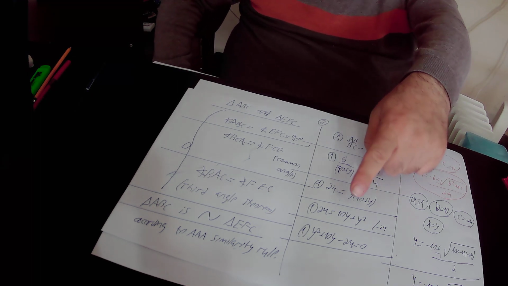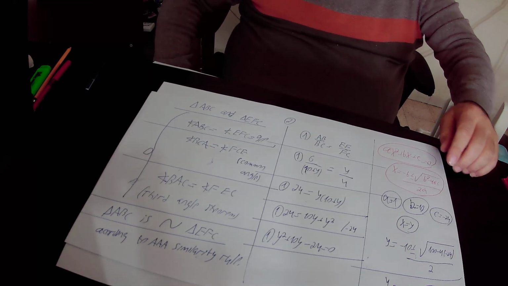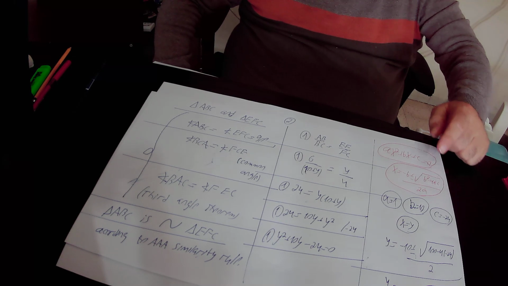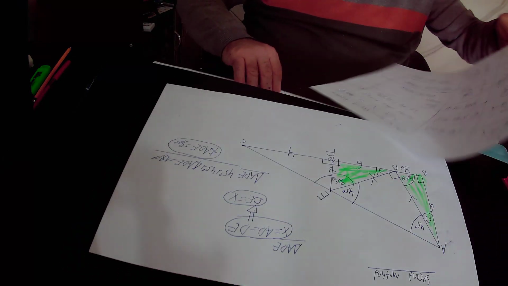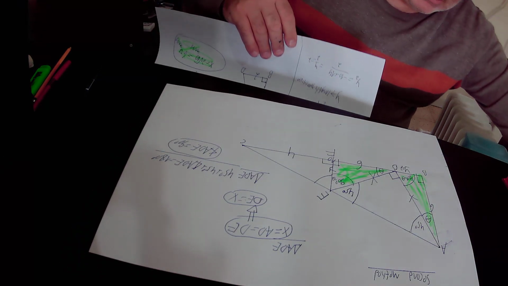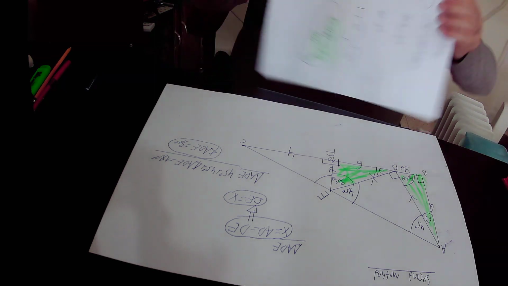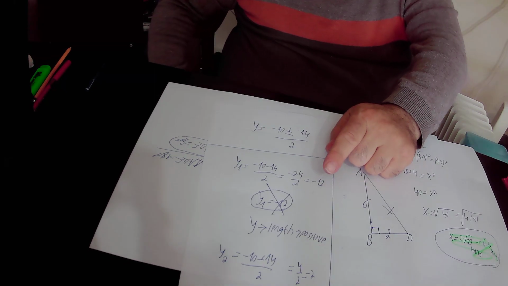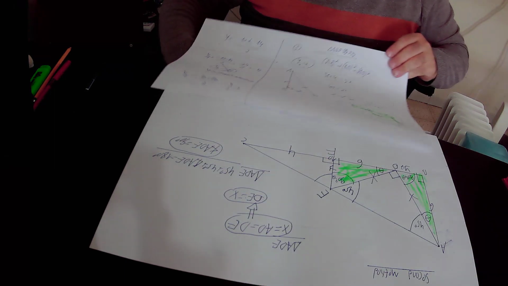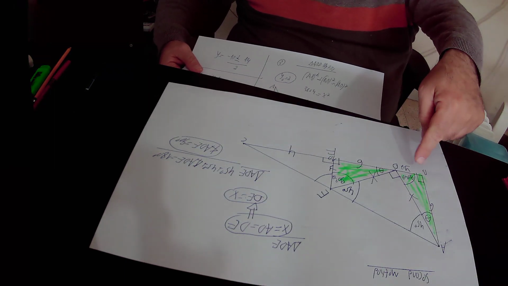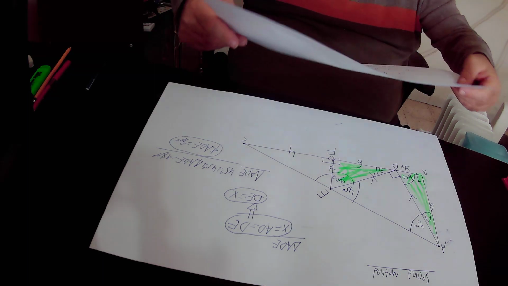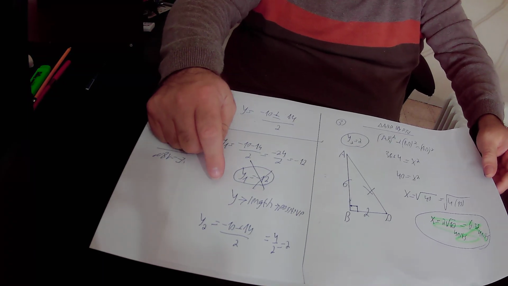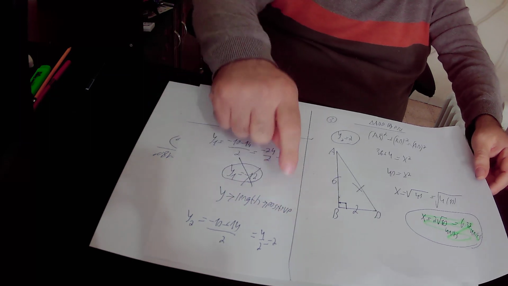We solved this quadratic equation, and the solution is either y equals minus 12 or y equals 2. But because y is a length, it must be a positive number. It cannot be equal to minus 12. So the only solution that is left is that y equals 2.